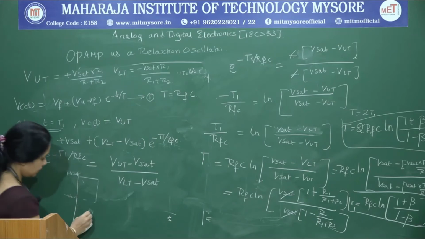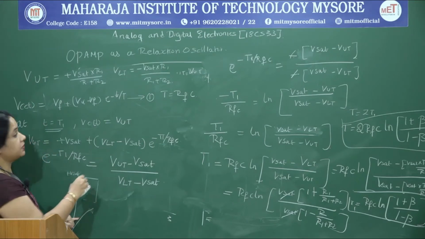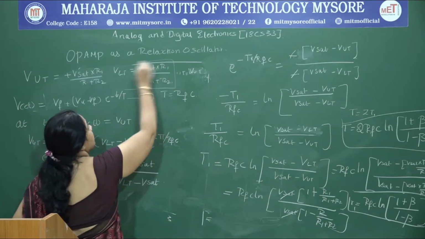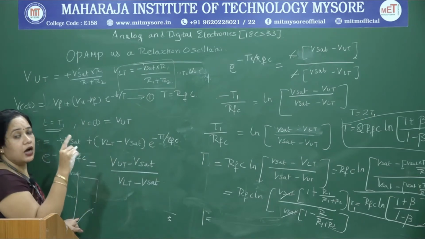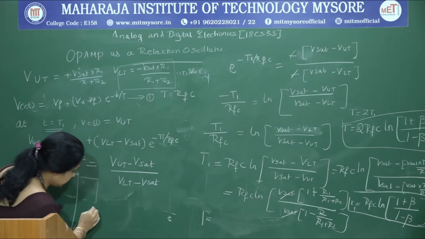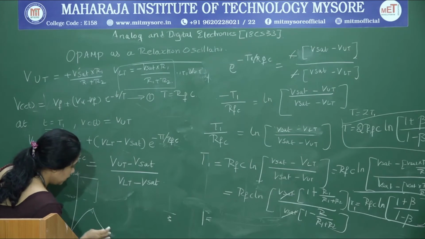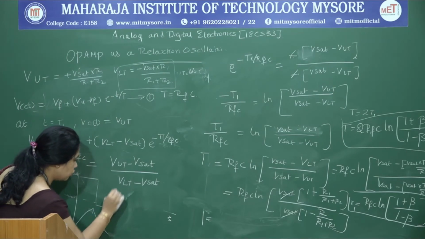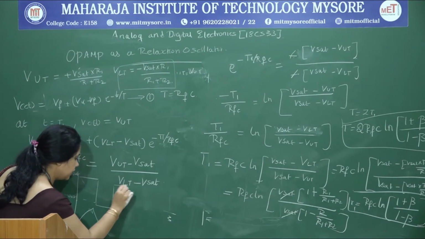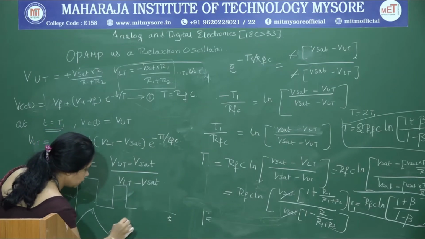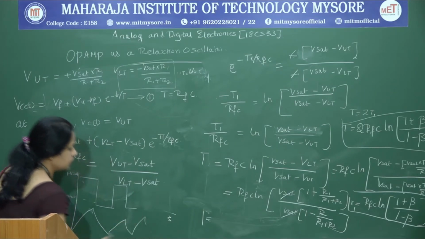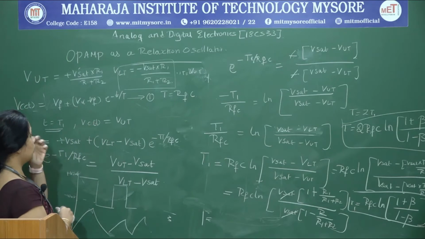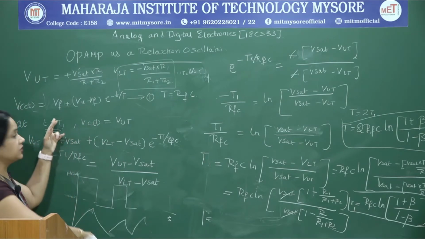Now, when the output jumps to minus Vsat, what happens? The reference voltage, the lower threshold point, becomes minus Vsat into R1 by R1 plus R2, and the capacitor discharges through R2. While the capacitor is getting charged, the output is at negative saturation, and this continues, resulting in free running oscillation.